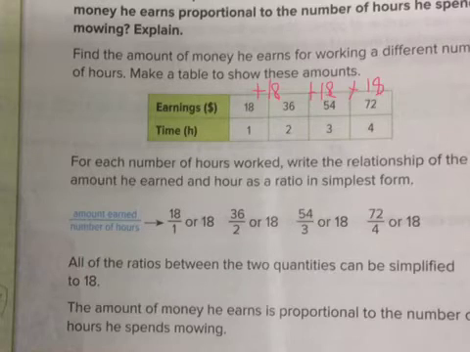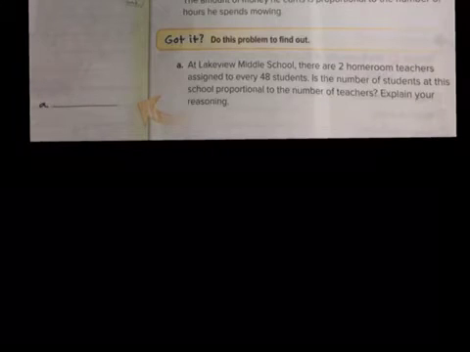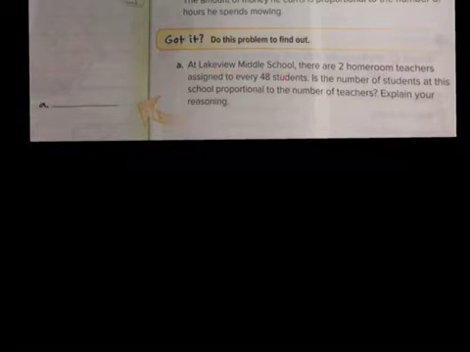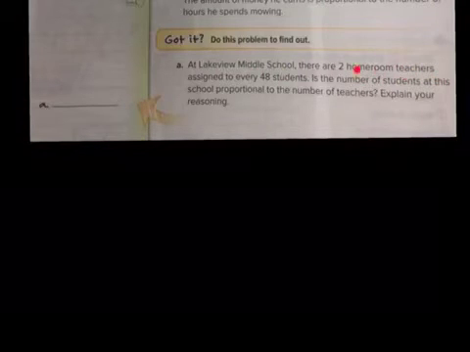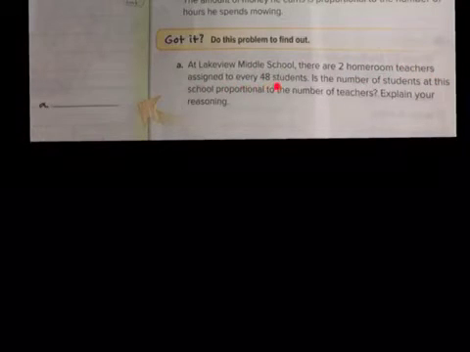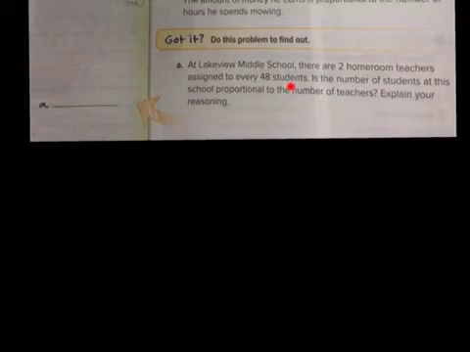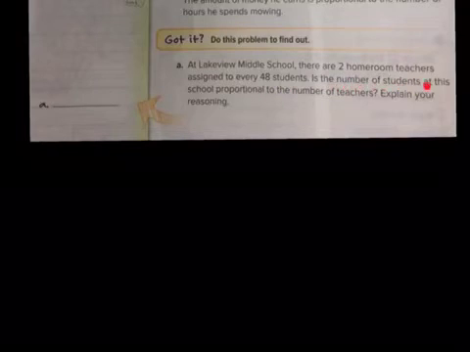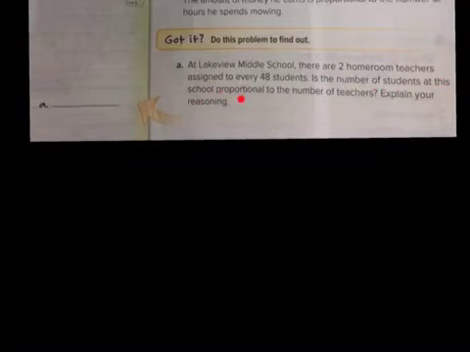Okay, so pretty much the same idea. Let's take a look at the question. At Lakeview Middle School, there are 2 homeroom teachers. And these 2 homeroom teachers are assigned to every 48 students. Okay, 2 homeroom teachers, 48 students. Is the number of students at this school proportional to the number of teachers?